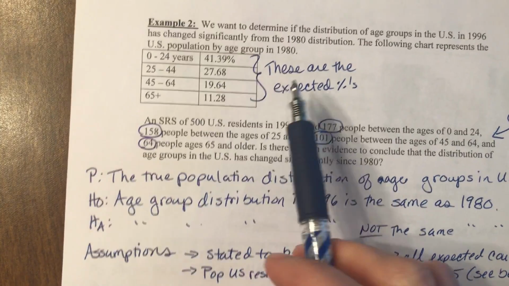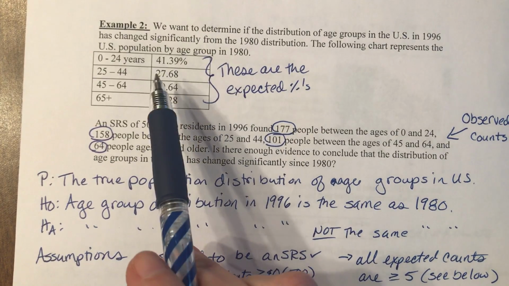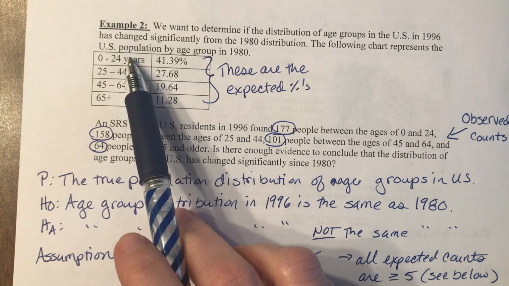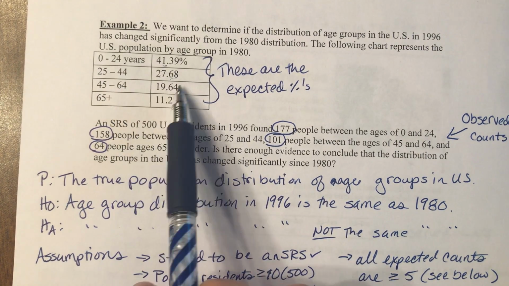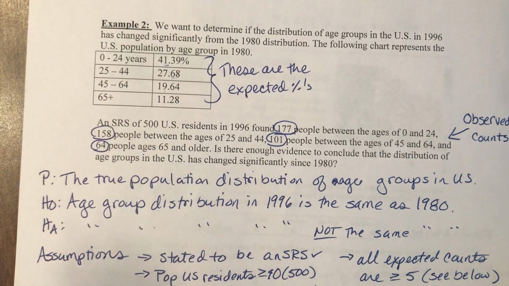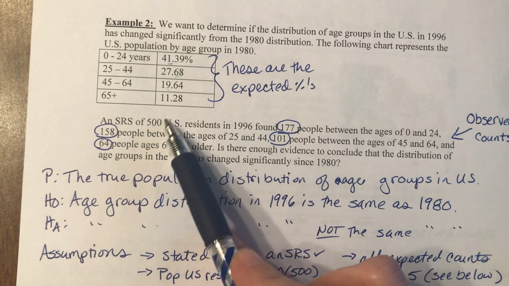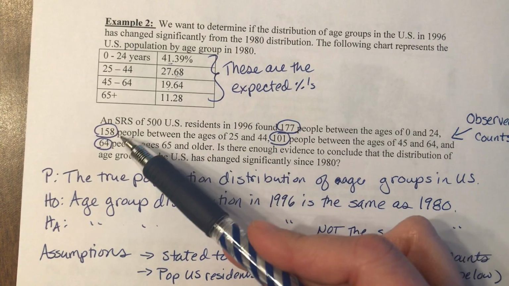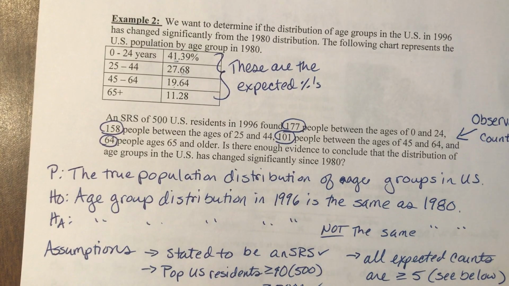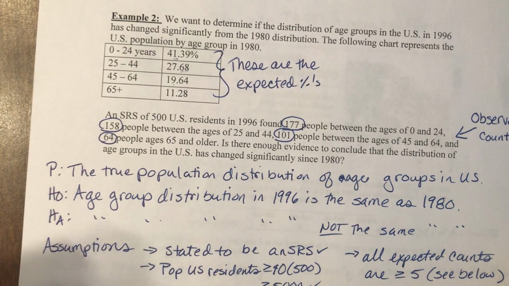this one's saying, did the ages in America change? So this was 1980. In 1980, there were 41% of Americans in this age bracket, 28% were in this age bracket, 20% here, 11% here. So these are our expected percents, because then we said, all right, in a sample of 500 residents in 1996, these are my observed counts, all right? And I want to see, is the distribution the same? Is 1980 the same as 1996? Or are they not the same?